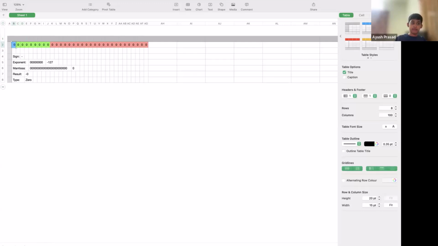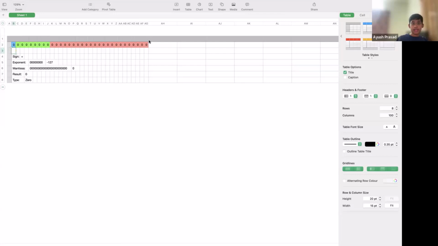Previously, you could see that we were representing the number 0 under the result column, 0 type 0. Now, we are representing negative 0, which in the standard is a different number from 0. This is one of the classic quirks behind the IEEE standard.